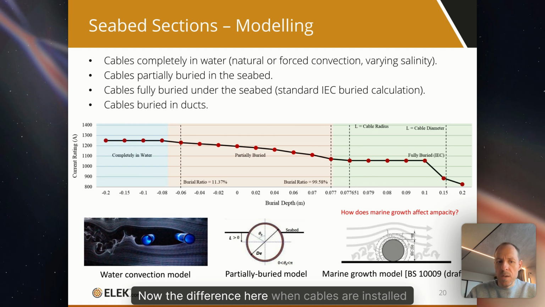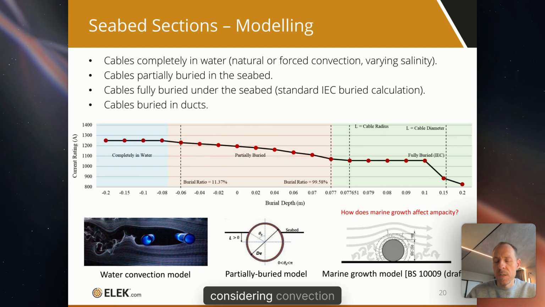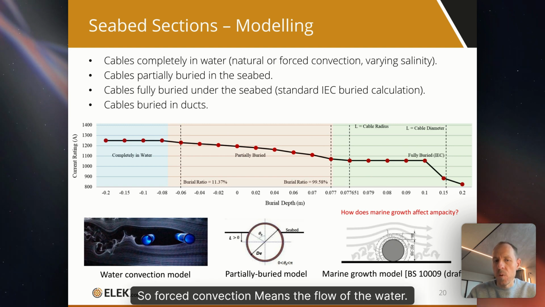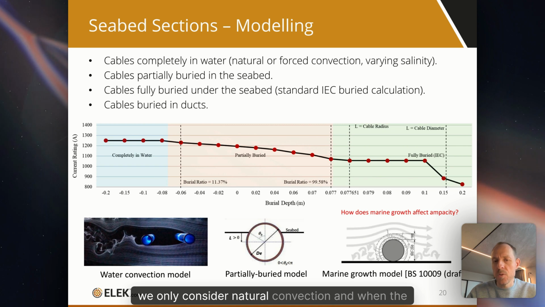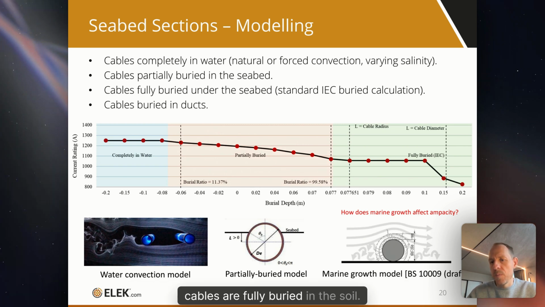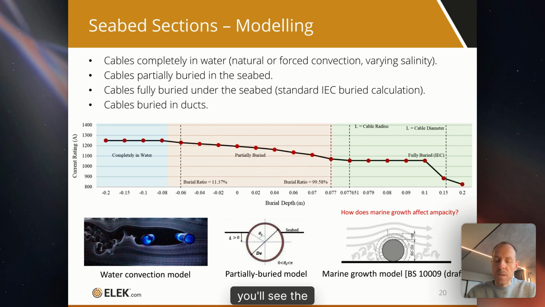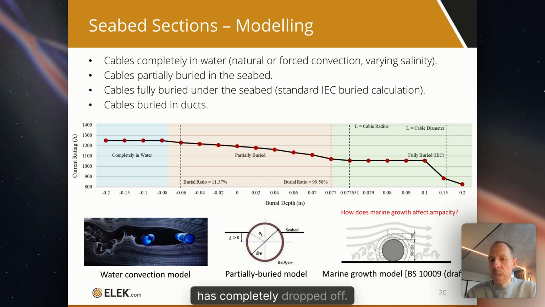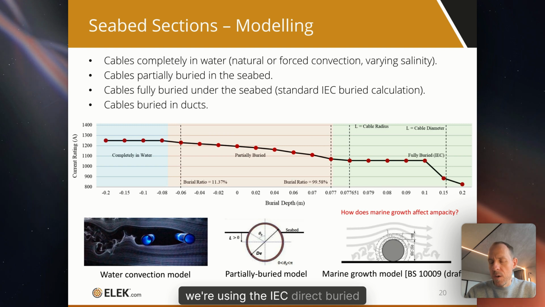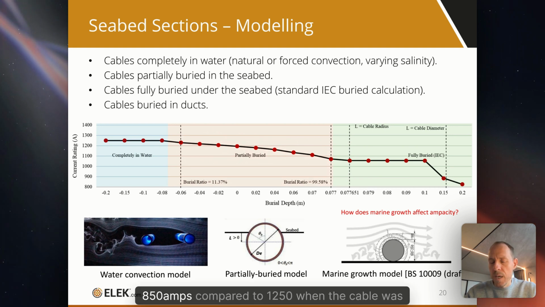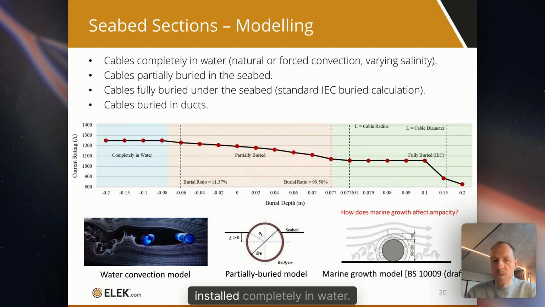Now, the difference here when cables are installed in water or partially buried is that we are considering water convection. So for cables that are completely in water, we are considering natural and forced convection. Forced convection means the flow of the water. When they're partially buried in the seabed, we only consider natural convection. And when the cables are fully buried in the soil, if you go to the very right-hand side, the last point at 0.2 meters, you'll see the current rating of the cable has completely dropped off when we're using the IEC direct buried installation calculation, and the current rating has reduced to below 850 amps compared to 1250 when the cable was installed completely in water.